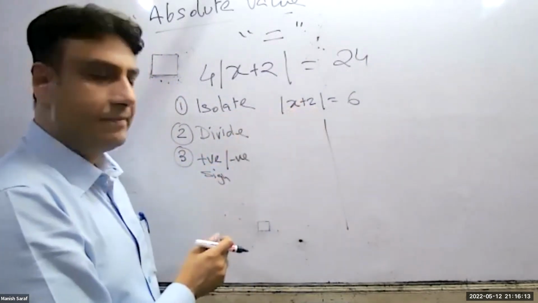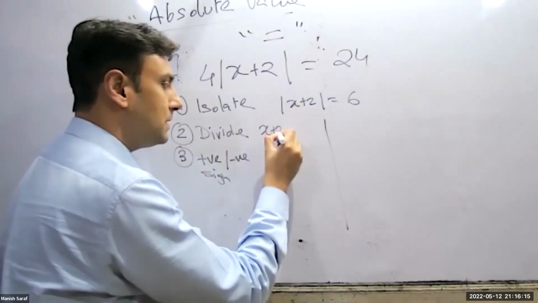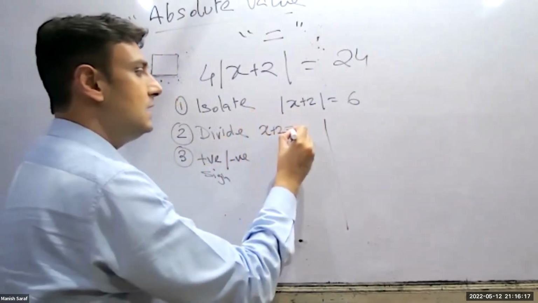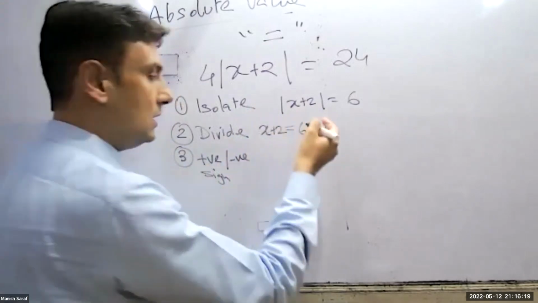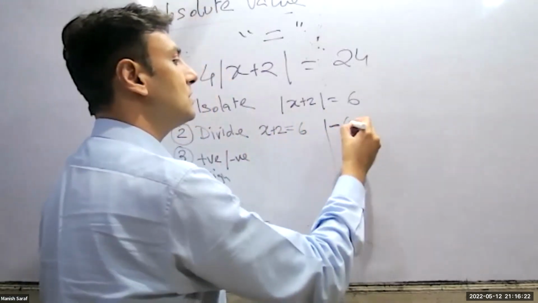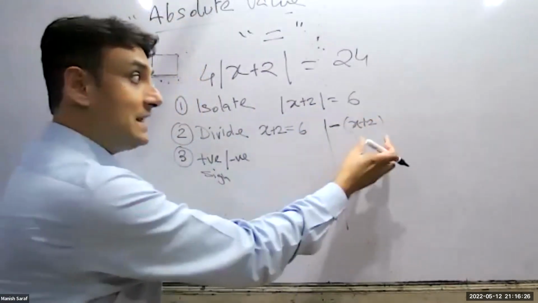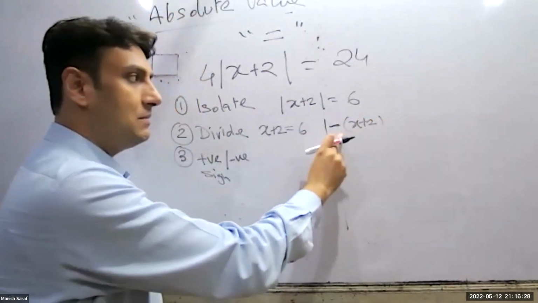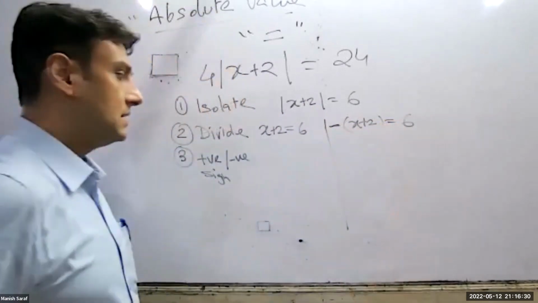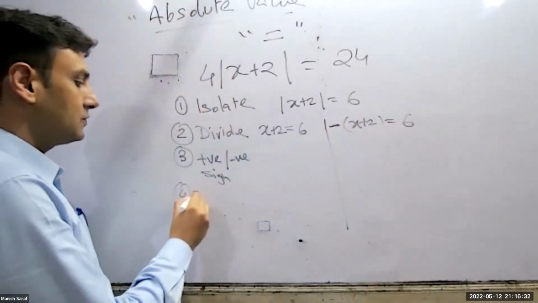What does this mean? Whatever piece is inside, take it as positive. x plus 2, suppose it is positive, equal to 6. And in the second part, take the inside piece as negative. Take the sign of x plus 2 as negative. The entire piece, x plus 2 in a whole bracket with a minus, is equal to 6. The fourth step is solve. Solve each one.